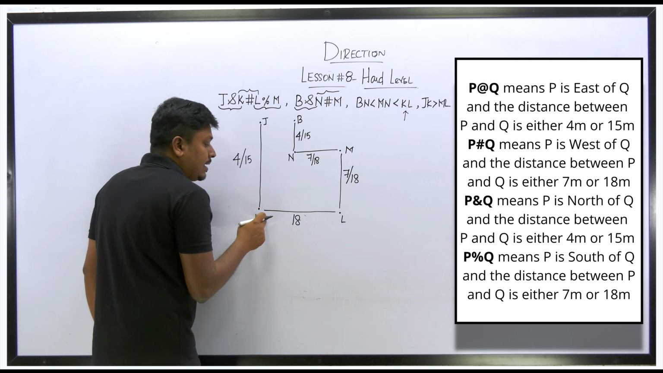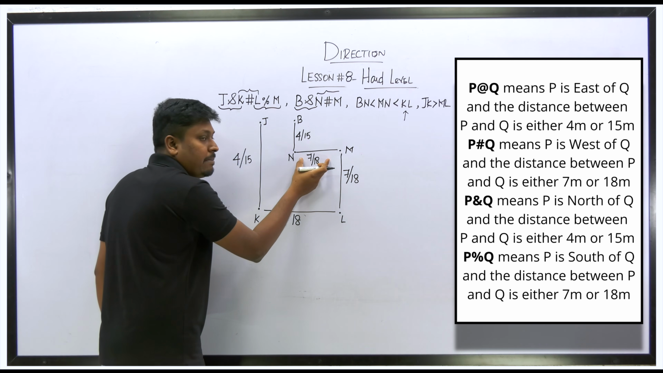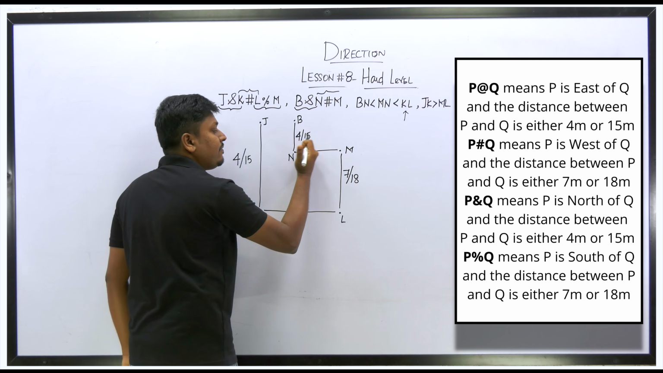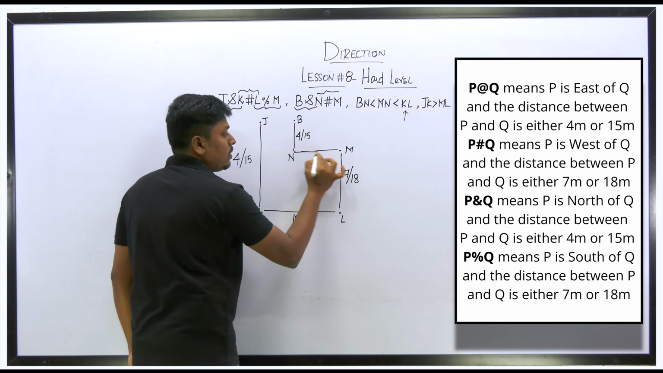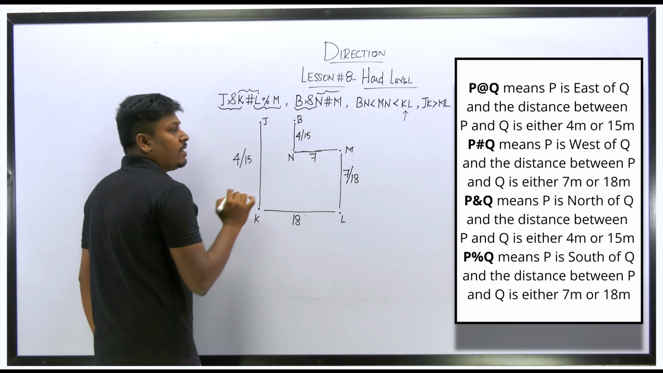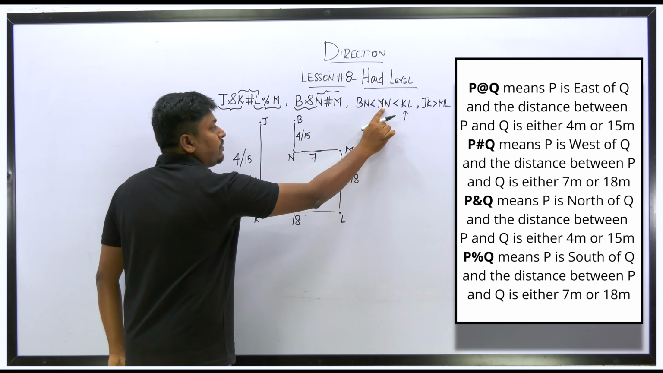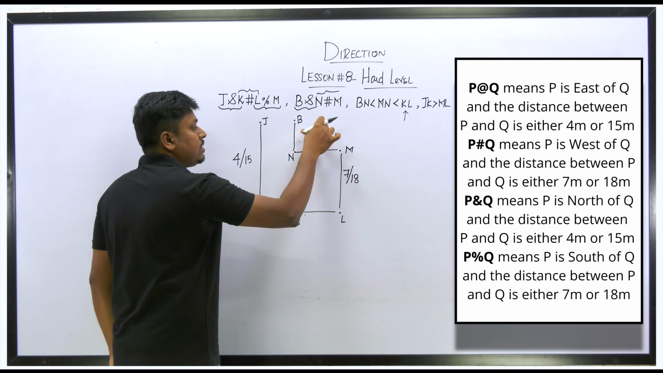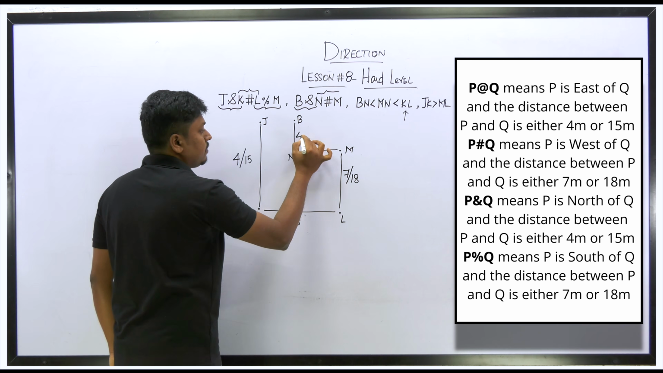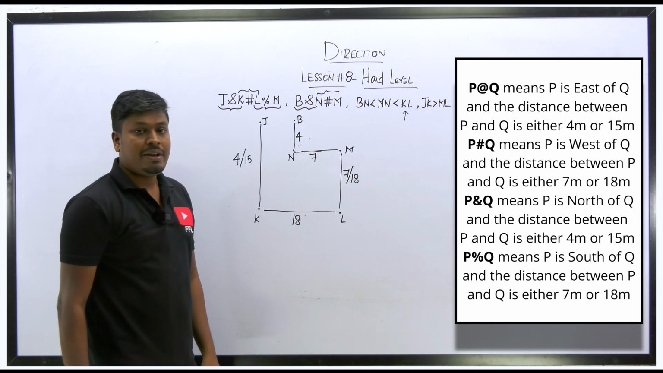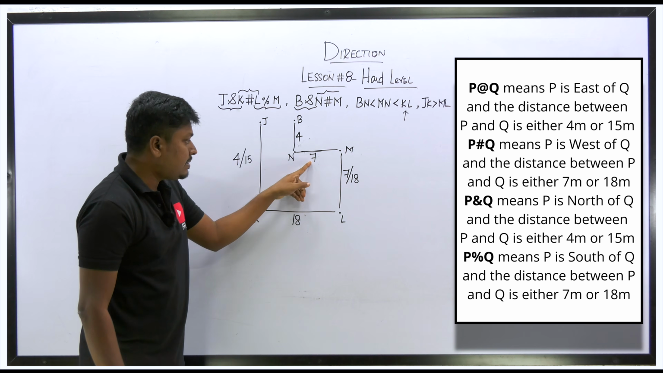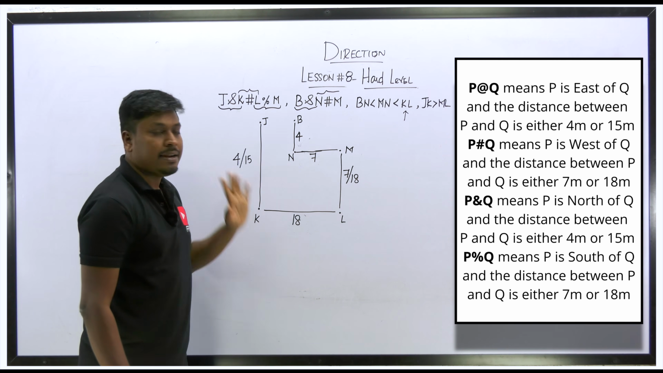We already know that KL value is greater than MN. Yes or no? KL value is greater than MN. So we can say that definitely this will be 7. Got it? So this value will be 7. And now we know that the value of MN should be greater than this, so this should be 4. Understood or not? So finally we have fixed all these values. KL is 18, greater than this number, and this number should be greater than this number.